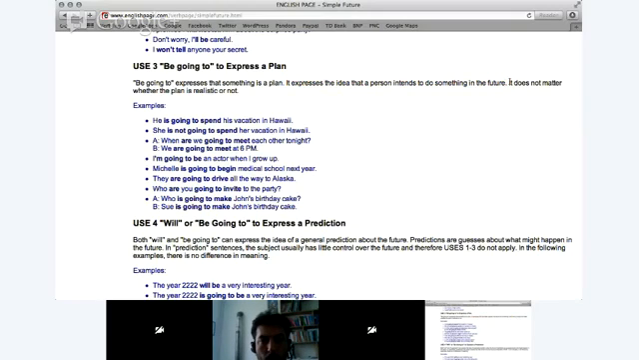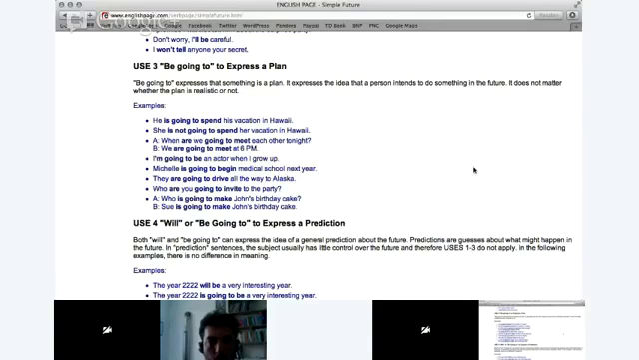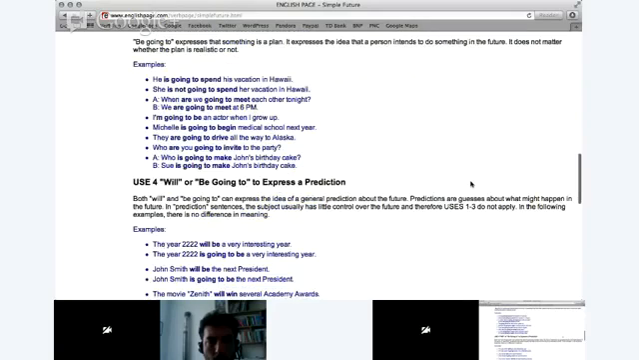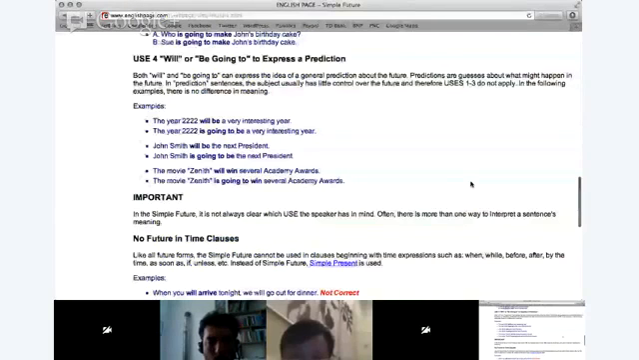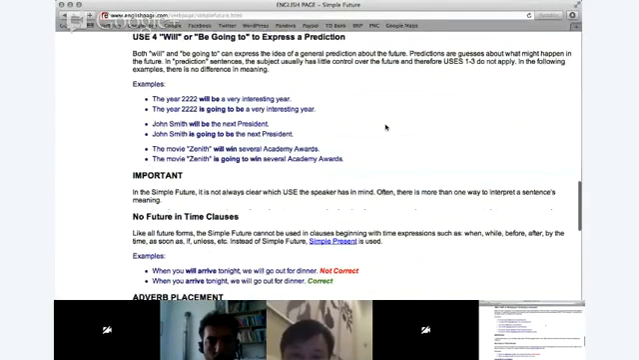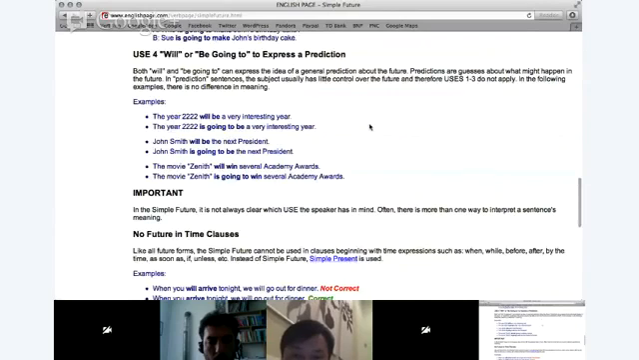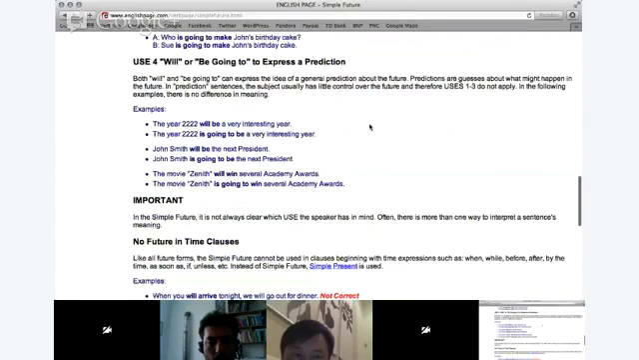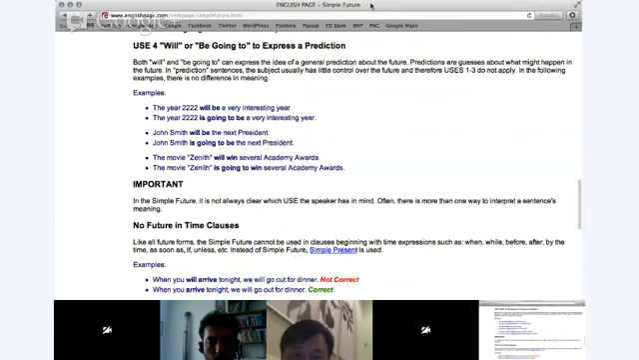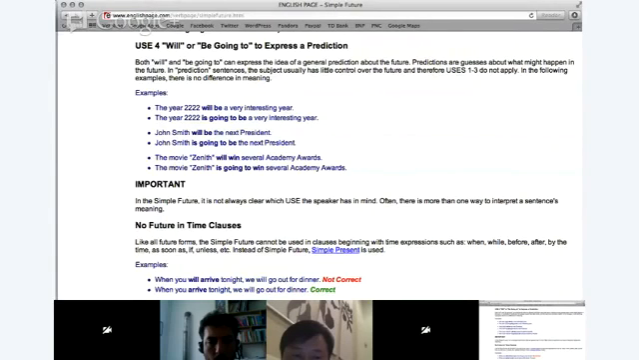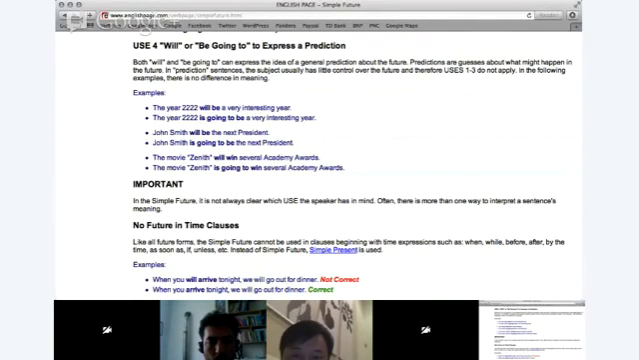And it doesn't matter if it's realistic or not. Okay, so it just means that you're going to try to do it. And that's different than a prediction, all right? Because in our predictions, we don't have to try to complete them. We can make predictions about anything, and we'll see what people made predictions about.